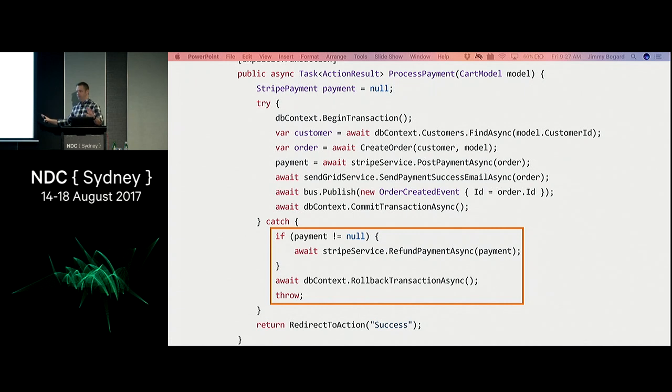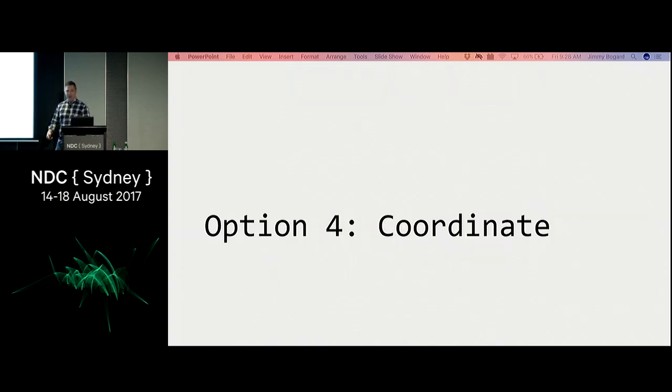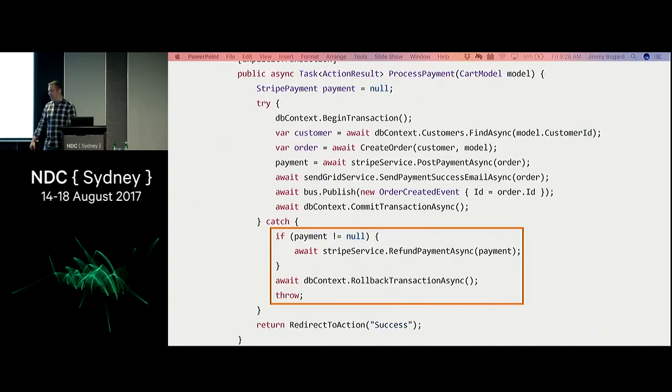So far, so good? So the question up here is, what happens if the rollback fails? That's a great question. So let's look at the fourth option, coordinate. That is a valid concern: what happens when this call fails right here? So we might have some more compensating actions there.